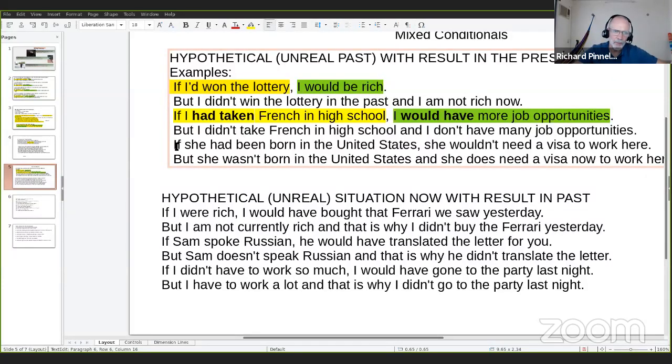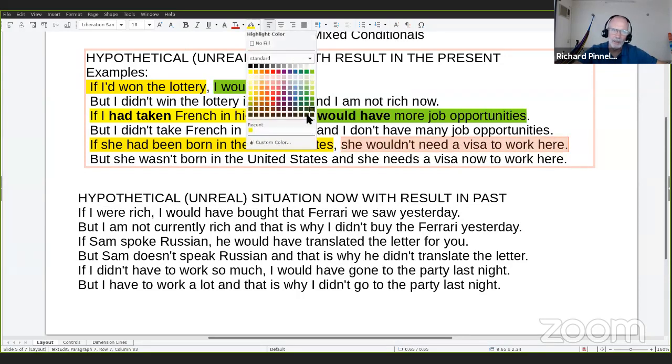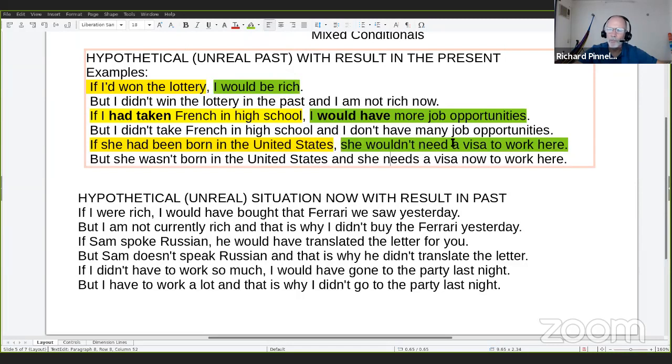And the last example, if she had been born in the United States, she wouldn't need a visa to work here. So what that means underneath, she wasn't born in the United States, but she does need a visa to work here. And we can take that out actually, just say she needs a visa. So this is an imaginary or hypothetical situation in the past using had plus past participle and with a result now using would plus base verb.